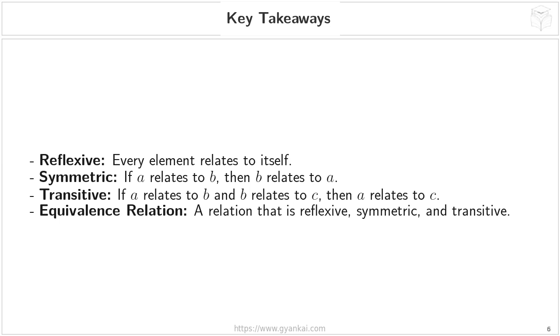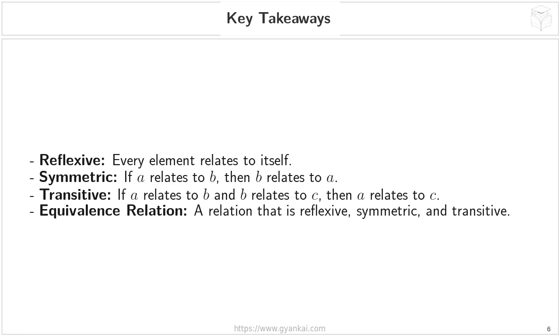Finally, we have equivalence relations. This is the big one. An equivalence relation isn't just one thing, it's actually a combination of all the others. To be an equivalence relation, a relation must be reflexive, symmetric, and transitive. If it fails on any one of those three tests, it's not an equivalence relation. These are particularly important because they allow us to divide a set into distinct, non-overlapping subsets, which we call equivalence classes. We'll explore those in more detail later.